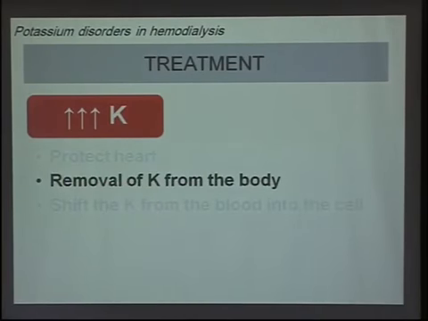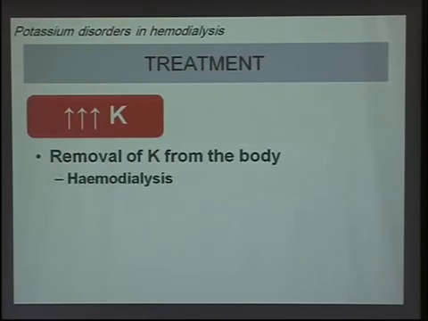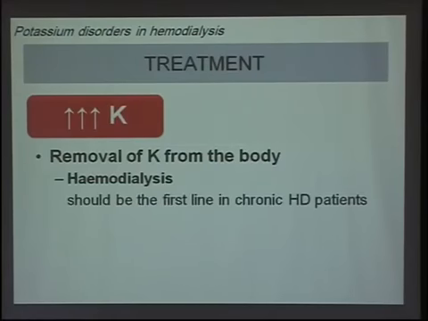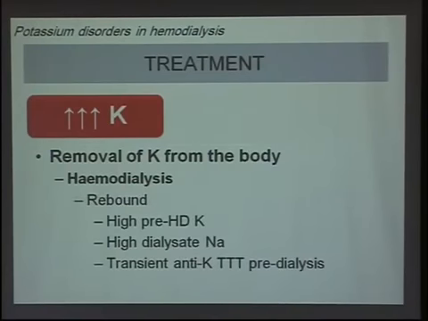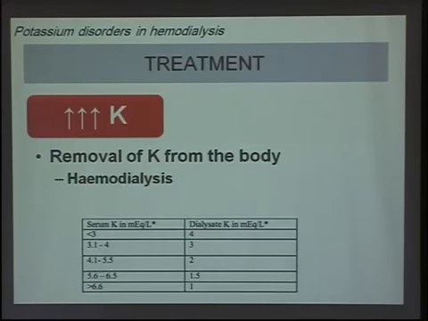Second, I have to remove potassium from the body. And the most efficient way to correct hyperkalemia in a hemodialysis patient is simply to do a session of hemodialysis. Take care of rebound, which occurs 1 or 2 hours after hemodialysis, especially if pre-hemodialysis potassium is high or if sodium is high in dialysate. And if you give some anti-hyperkalemic measures, this unfortunately might increase rebound of potassium.